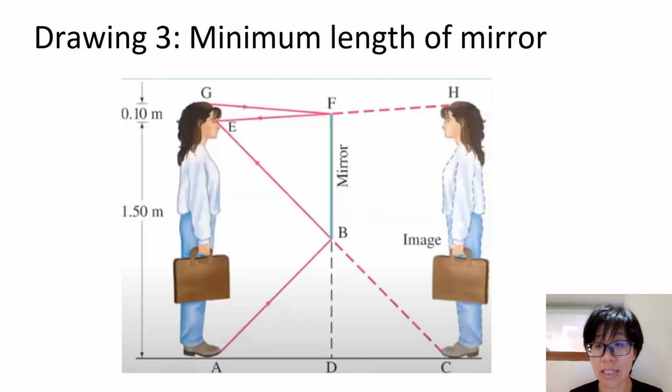Alright, what's the third kind of drawing? So normally this one, it will be more for the IP students, or those, there are schools which want to test the G3 students as well. So they will ask you for the minimum length of the mirror that will be needed. So how do you draw the light rays? Okay, so that's the first kind of question that will come up.